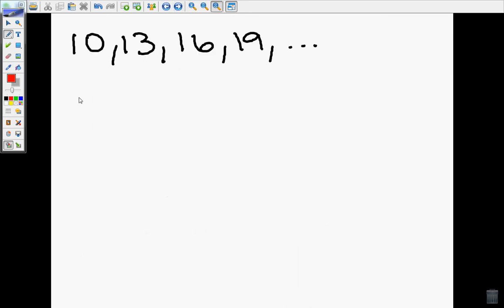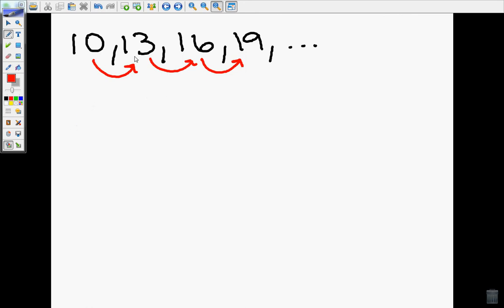All right, so I'm going to start with this example here. So we have 4 terms. The first term is 10, the second term is 13, the third term is 16, the fourth term is 19, and so on. The first thing I need to do is determine whether or not it is an arithmetic sequence. And you notice that we are adding 3 to each term. So here the common difference is 3.